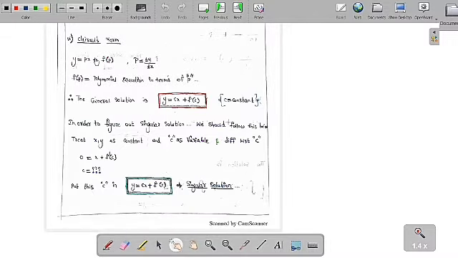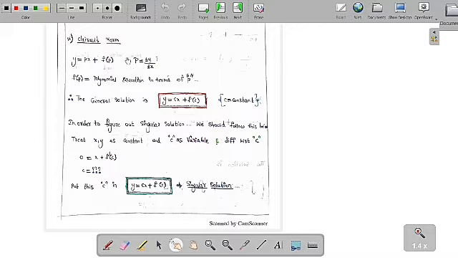Now we are going to learn about another form, which is Clairaut's form. This is very important. Suppose you see any differential equation in this format: y is equal to px plus f of p, where p is nothing but dy by dx, and f of p is a polynomial expression in terms of p, where p is dy by dx.